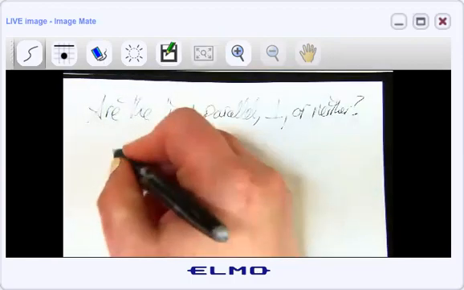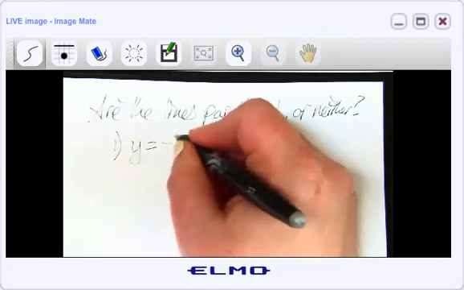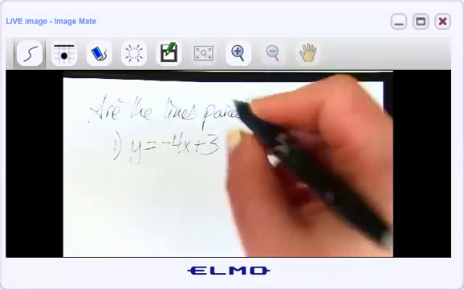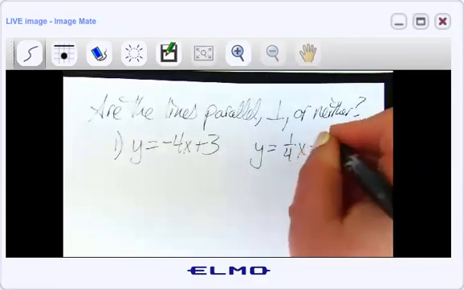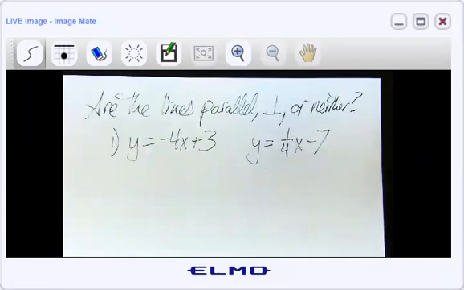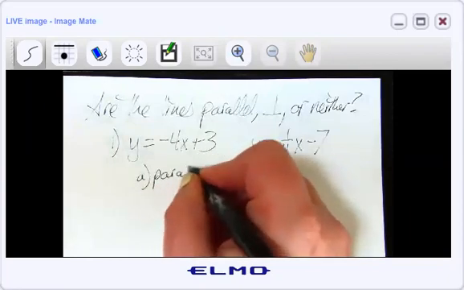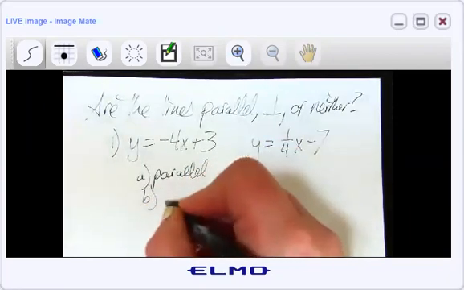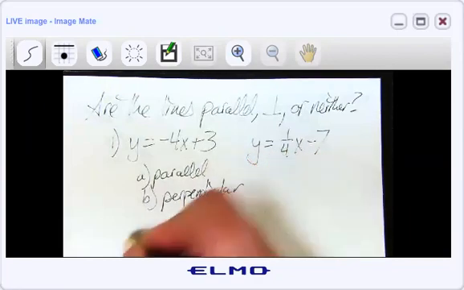So for each one, you're going to be given two lines. Y equals, I don't know, let's say -4x + 3 and y equals 1/4 x - 7. So let's just pretend these are my two lines. And you choose between these three things. They're either going to be A, parallel, B, perpendicular, or C, neither.